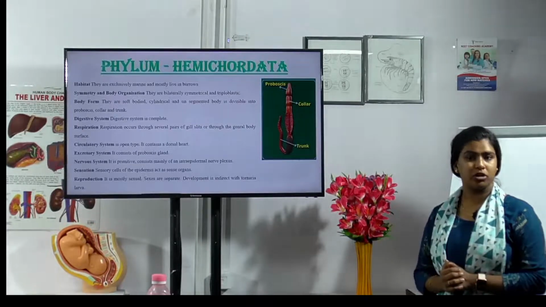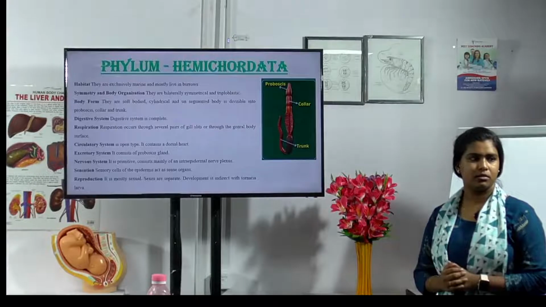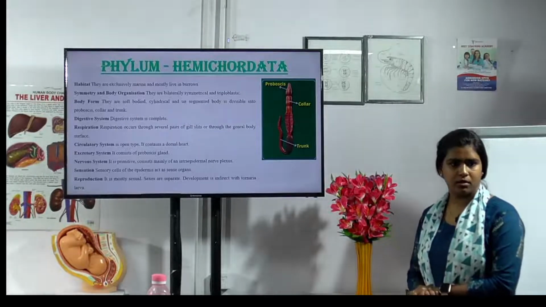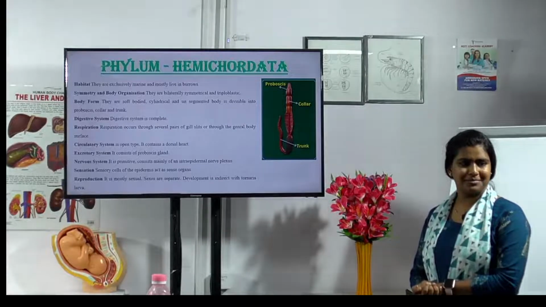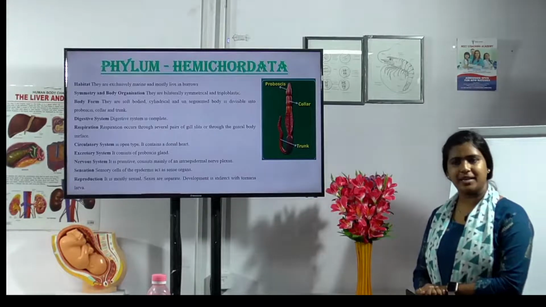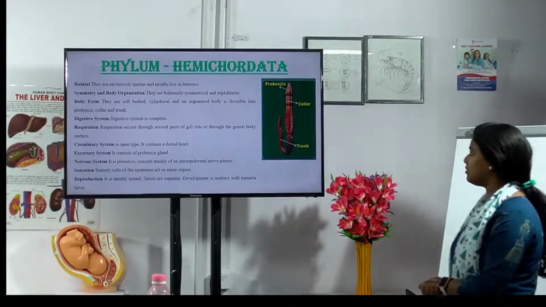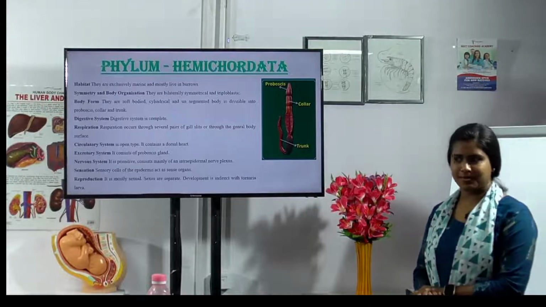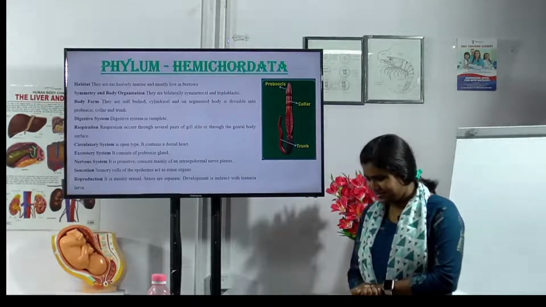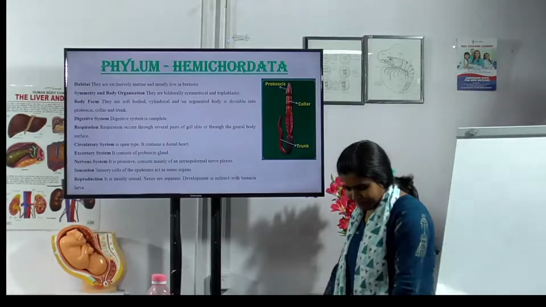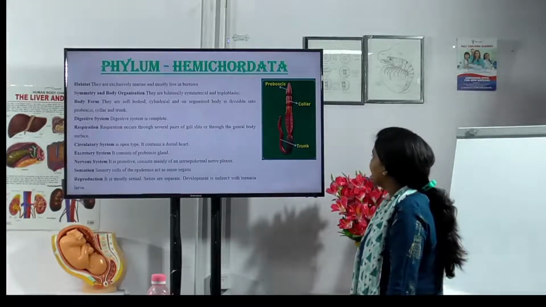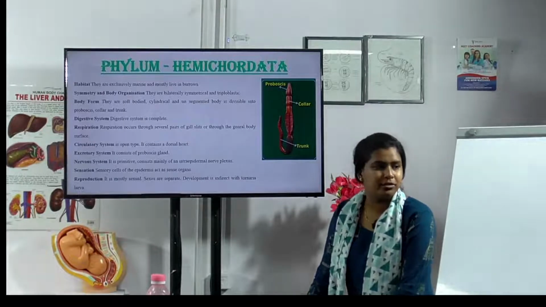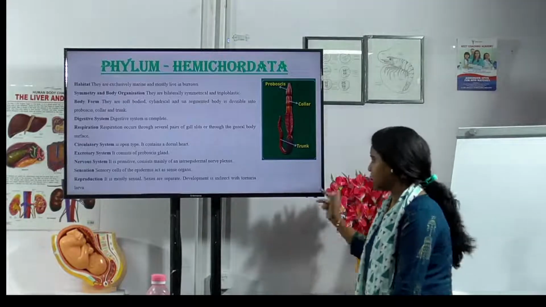Dorsal, what is dorsal? Ventral, dorsal, ventral. Which one? Ventral is back? Okay, ventral is front? Dorsal is not like that. It contains a dorsal heart. What did you say? Front. Okay, I'll refer to this and let you know.